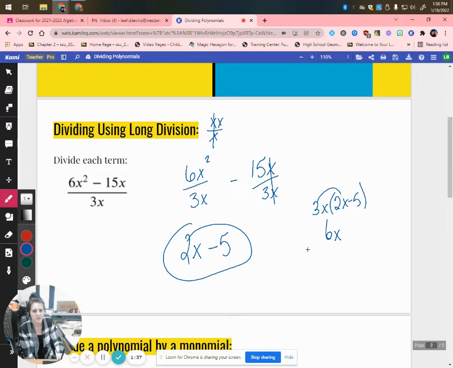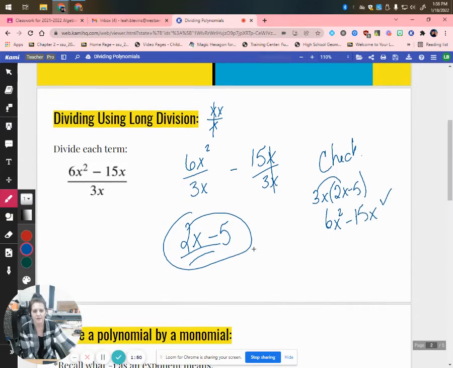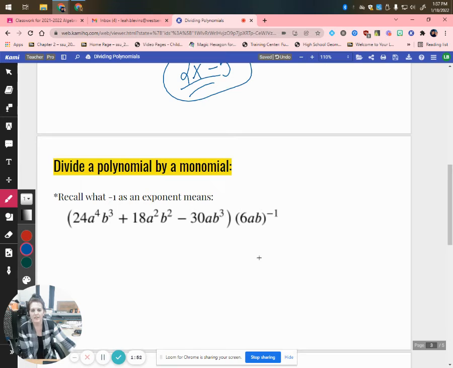3x times 2x is 6x squared. 3 times negative 5 is negative 15, and we get our x. So we know that we must have done it correctly. So this is the answer. This is just a way to check yourself. All right, so try this one. Pause the video and give it a try after you listen to this real quick recap.